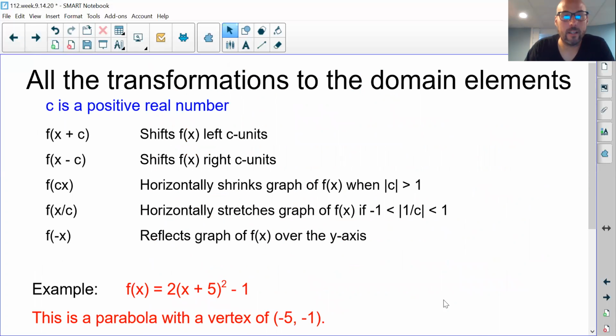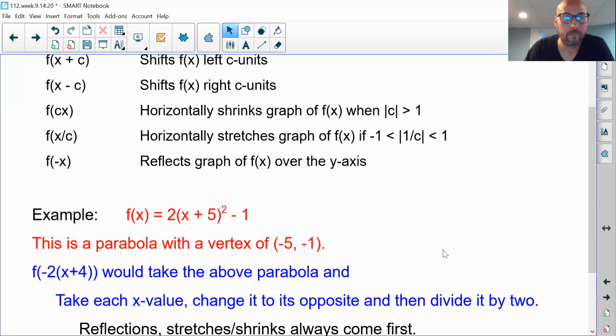And here they are in general. If c is a positive real number, then x plus c moves it to the left, x minus c moves it to the right. C times x is a horizontal shrink. You divide by c. X divided by c is a horizontal stretch. You again divide by 1 over c, whatever that fraction is. And then f of negative x is a reflection over the y-axis.